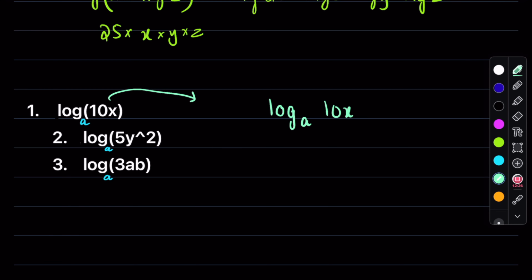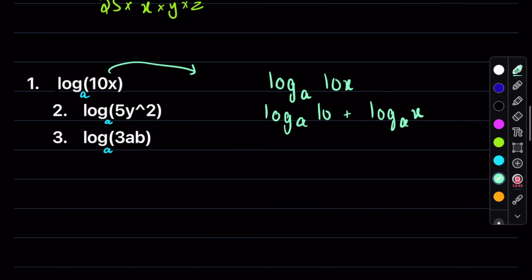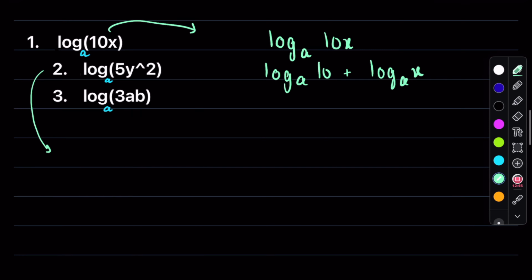You guys are mature enough to figure this out on your own. Okay, enough talking. So we can write it as log with the base of a, 10 argument, plus log with the base of a, argument of x. Okay, let's take a look at the second part.